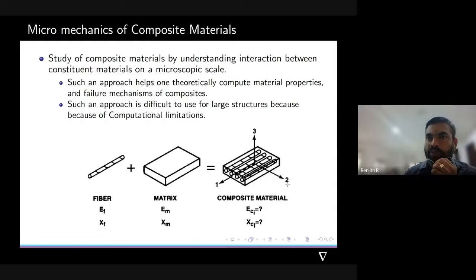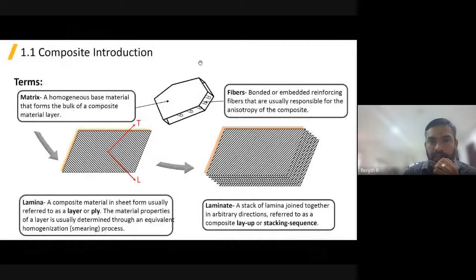For finite element analysis, we need to solve equations, and we need material properties to solve the equations. Then there are some terms associated with the composite, especially in FEA and composite analysis. The matrix, as I already explained, is a homogeneous base material which acts as a gluing substance. You can consider it as a glue, which keeps the fibers in position.